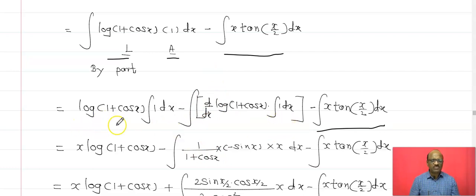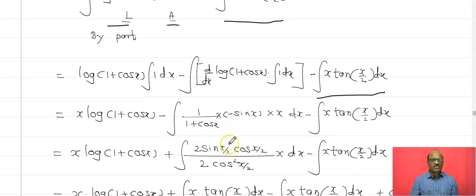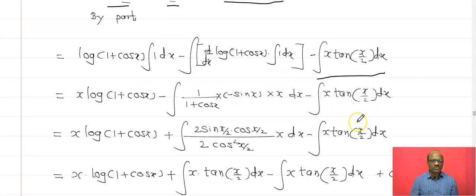That is log of, in bracket, 1 plus cos x into integral 1 dx, minus integral d/dx of the first function. That is the derivative of log of 1 plus cos x. What is its derivative? 1 upon 1 plus cos x. And what is the derivative of 1 plus cos x? The derivative of 1 is 0, cos x is minus sin x. And integral of 1 is x, dx, minus x tan of x by 2 into dx.